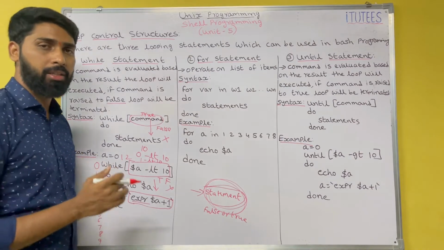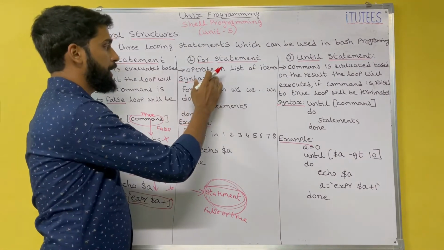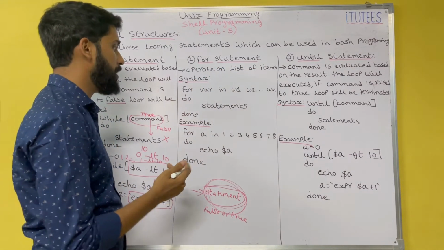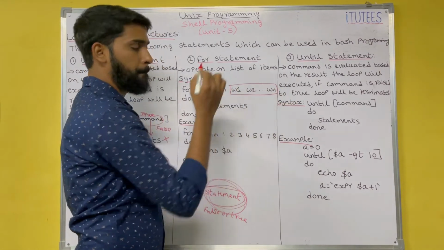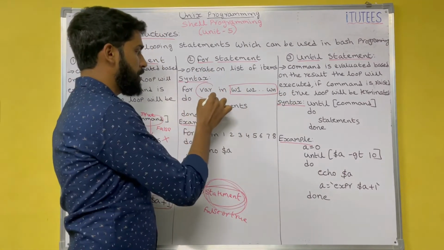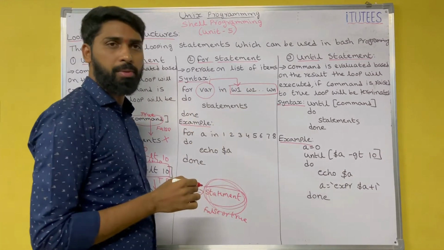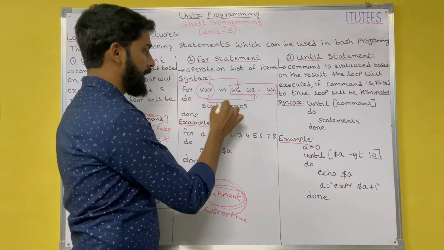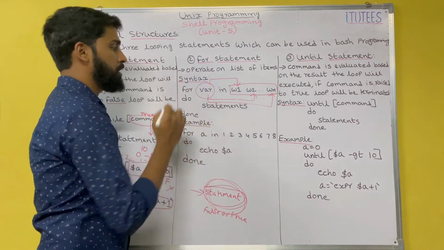We have another loop statement, that is the for statement. It operates on a list of items. The list of items is nothing but some list you give here, and one variable. In the first iteration, the variable value is w1. In the second iteration, w2. In the nth iteration, wn. So this is the syntax.